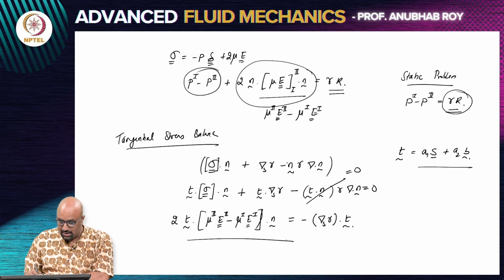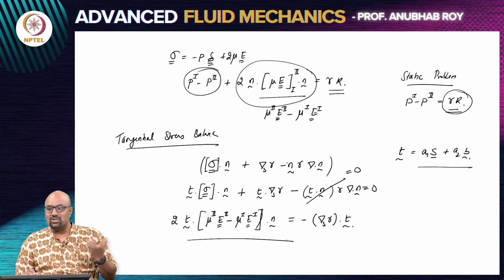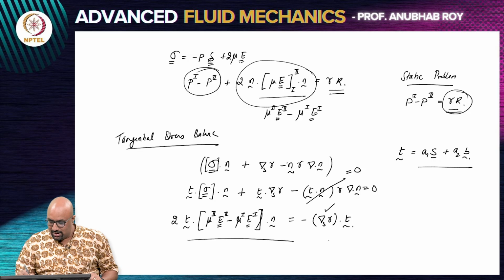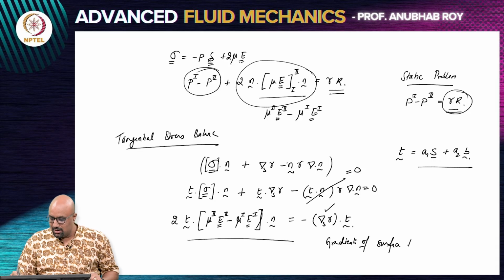So, this part is going to extract the shear stress in the problem, the viscous part. There can be a jump in shear stress between the two fluids. What allows for that jump is gradients of surface tension. So, you can have discontinuity of shear stress if there are gradients of surface tension.